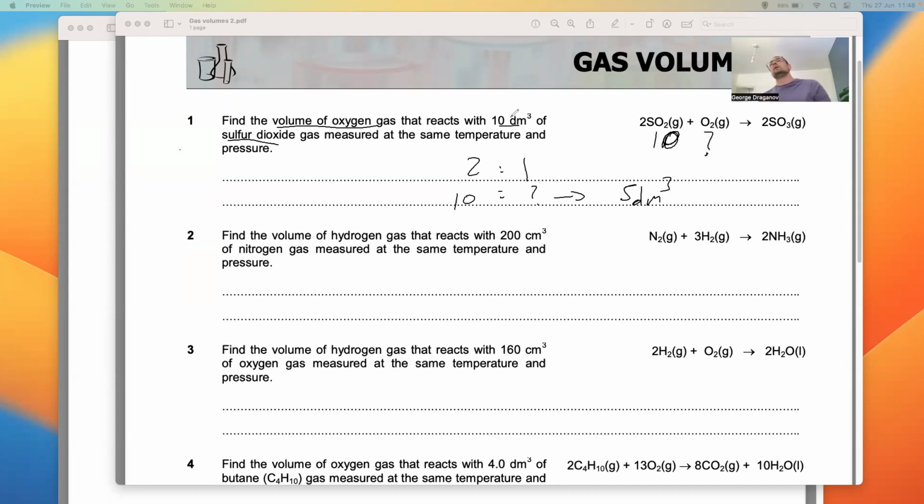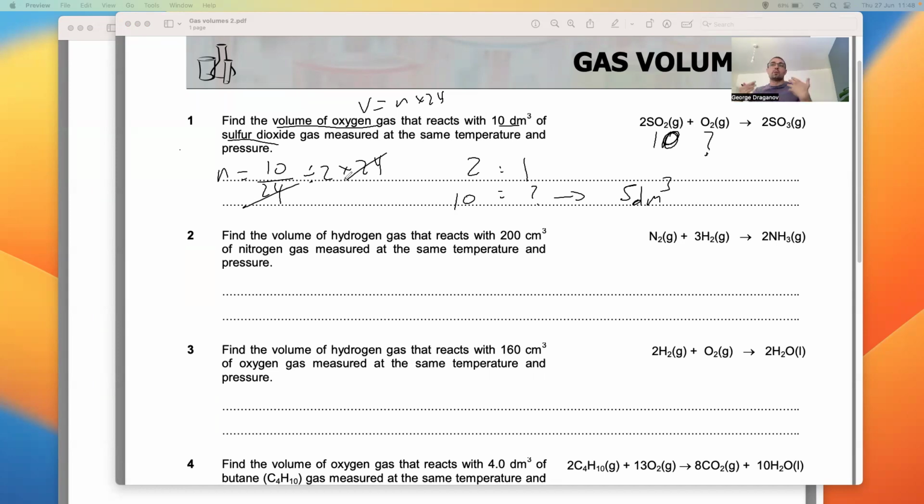I'll show you why. If you do the 3 steps, which is moles, ratio, volume, then your moles will be 10 over 24 for the first one. Your ratio will be 2 to 1, so then you would divide it by 2. But then, to convert it to volume, remember volume is moles times 24. You would then times it by 24. So there's absolutely no point in dividing it by 24 in step 1 and timesing it by 24 in step 3. These two will cancel. So you're essentially doing 10 divided by 2 is 5.